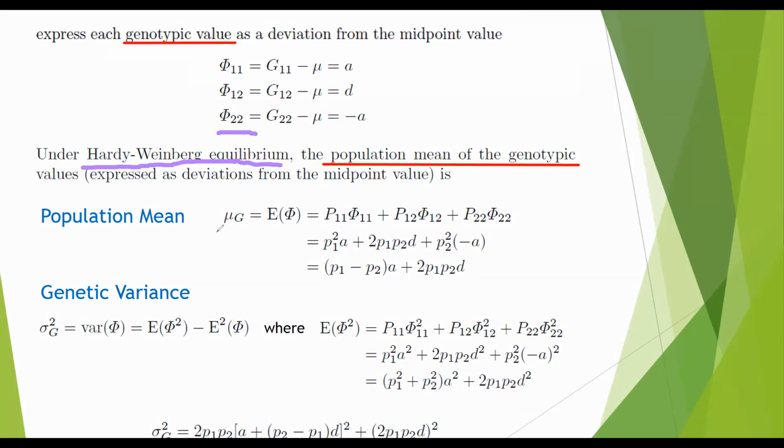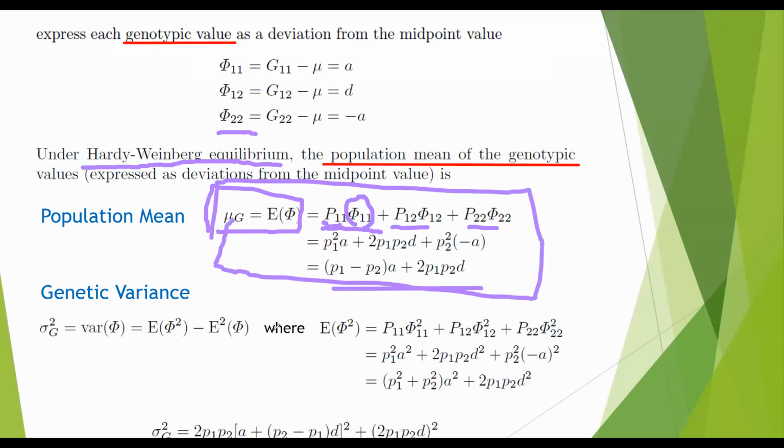And if this is the case, we know how to calculate the population mean, the expected genotypic value for this population, right? Just based on the formula. So the expected genotypic value for this locus in terms of these three genotypes will be the summation of each possible genotypic value multiplied by its probability. So we need to add up the three terms, then we can get this.